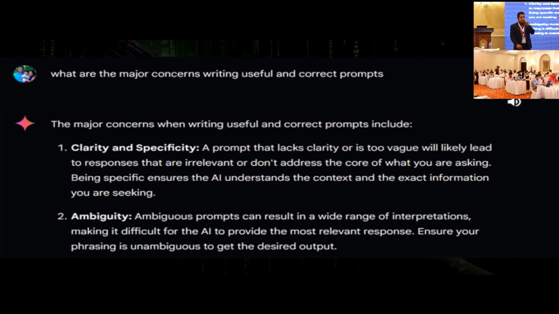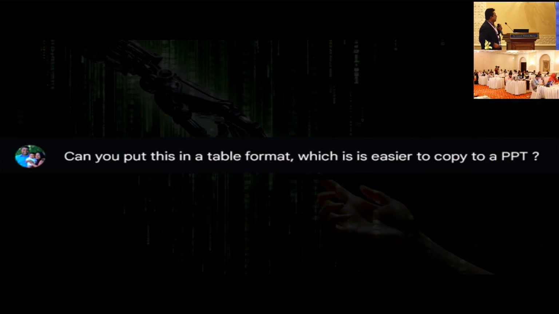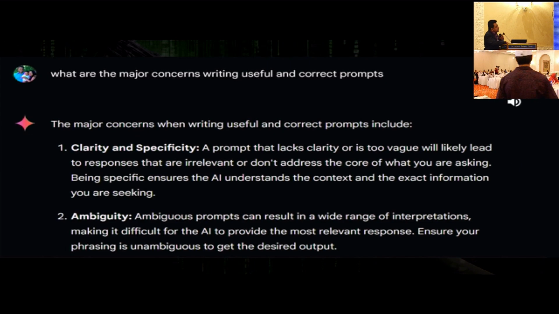And if it's ambiguous, if they can give you multiple answers, well, if the question is ambiguous, you'll get an ambiguous answer. Very simple, right? Now, when I asked that question, what are the major concerns using useful and correct prompts? It gave me a list of things.